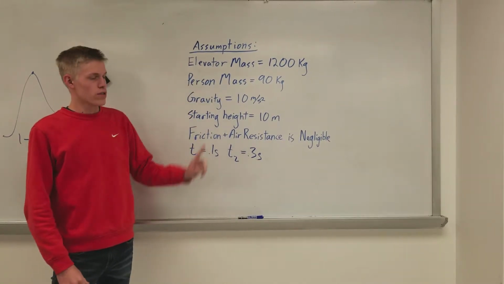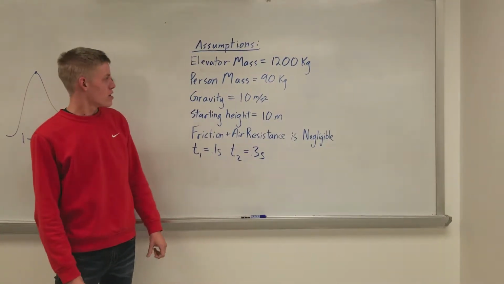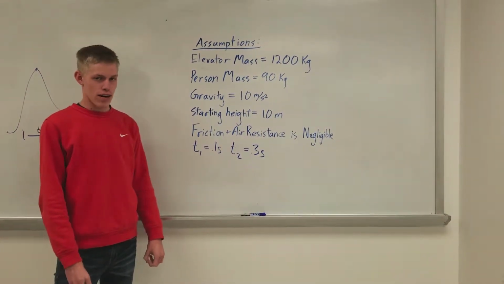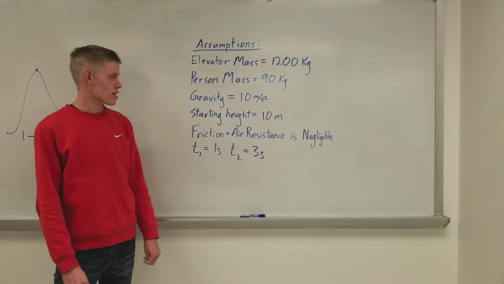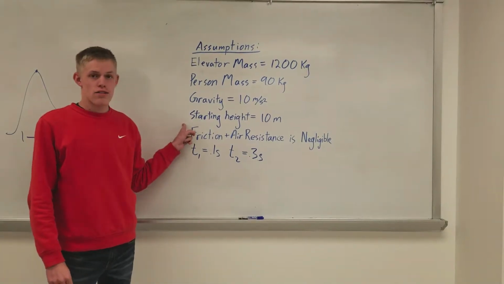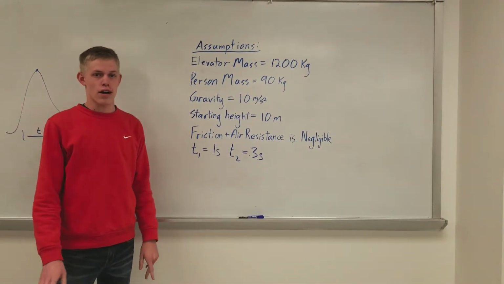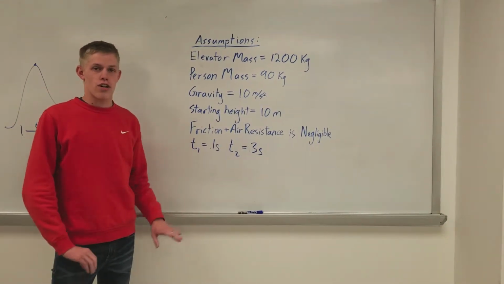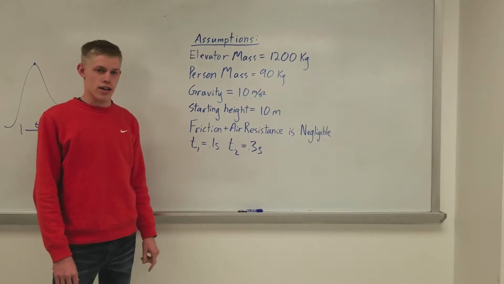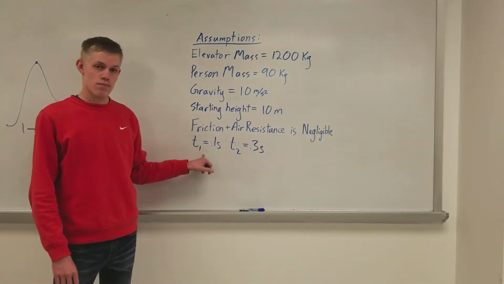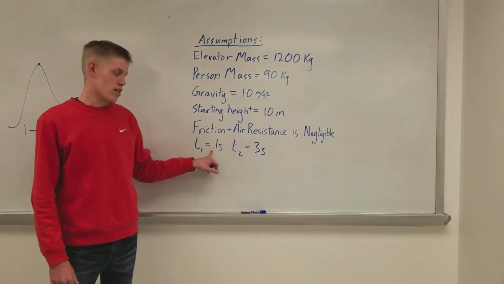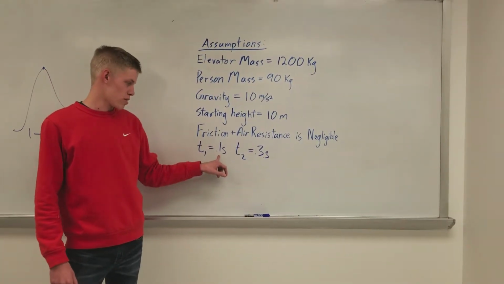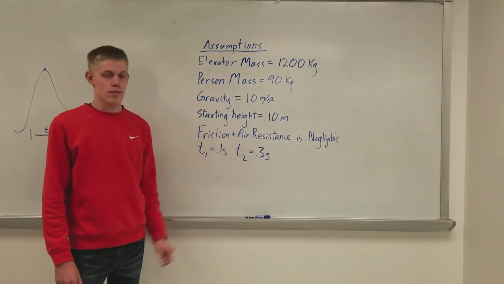The elevator mass we assume to be 1,200 kilograms. The person mass we assume to be 90 kilograms. The acceleration of gravity we assume to be 10 meters per second squared. The starting height we assume to be 10 meters, which is about 3 stories high. We ignored air friction and all frictional forces on the elevator. And for stiff knees, we assume the time to go from your starting velocity to 0 was 0.1 seconds, and for bent knees, we assumed it to be 0.3 seconds.